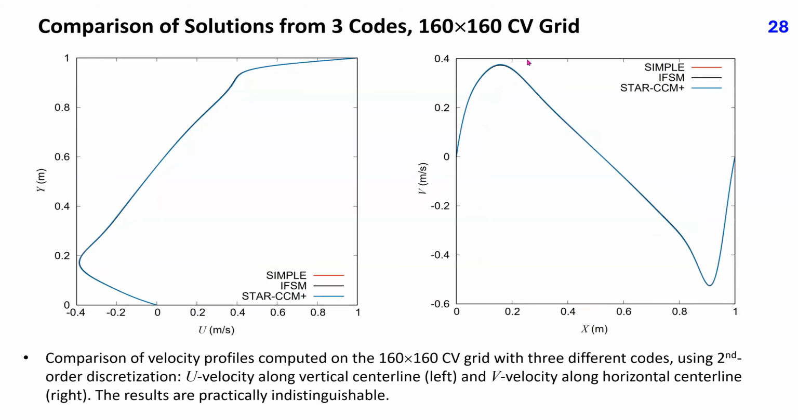These plots show the comparison of velocity profiles computed on the 160 by 160 cells grid with 3 different codes using second-order discretization: u velocity along the vertical center line and v velocity along the horizontal center line. The results obtained using the 2D code with either SIMPLE or IFSM algorithm and the results obtained with Siemens STAR-CCM+ software are practically indistinguishable.